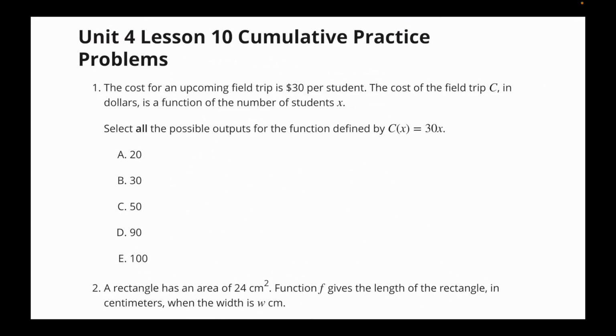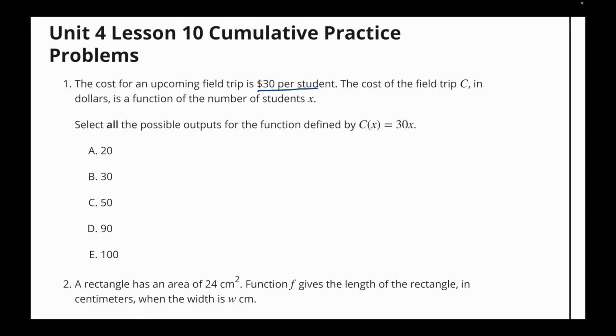This lesson was about domain and range, so let's dive in. This first question says, the cost for an upcoming field trip is $30 per student. So first of all, I'm seeing some information, I'm going to underline it. The cost of the field trip, C, so they're saying C represents the cost, and it's in dollars, is a function of the number of students, x. So if they're saying it's a function of something, I know that the number of students is my input, because the output is a function of the input, so my output is dollars and my input is students.